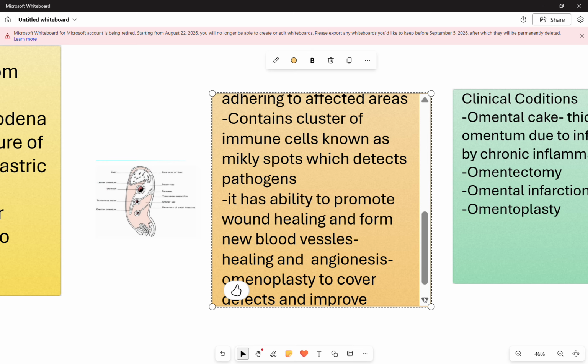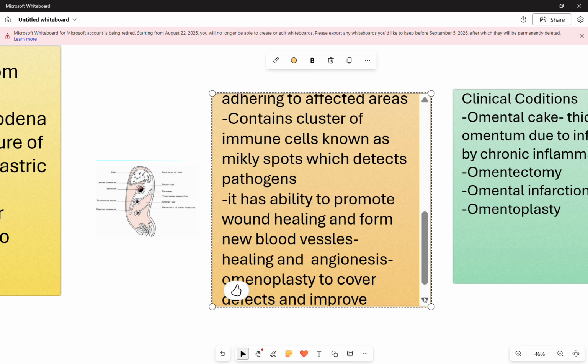For instance, there is a perforated duodenal ulcer. Now, in surgery, when you see a perforated duodenal ulcer, you suture the perforation to close the gap, and then you take a piece of the omentum and cover it over the perforation. So that promotes healing.